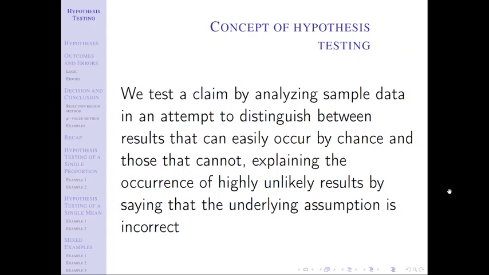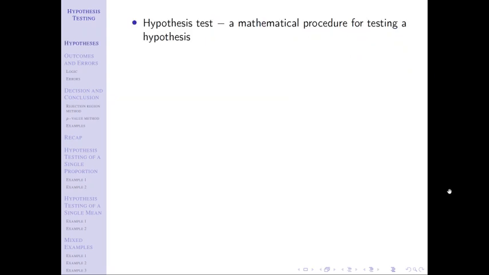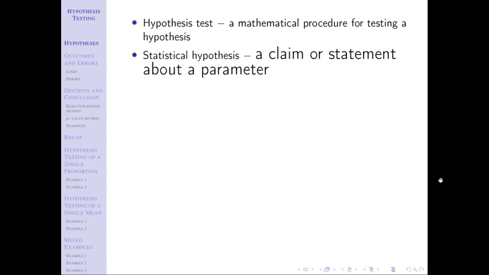So a couple key terms here. Hypothesis test, we've already kind of defined it. It's a procedure for testing a hypothesis, right? We're going to say, I have a hypothesis. Now we're going to use the sample data, that's the mathematical part of it, in order to determine were my results likely or not. A statistical hypothesis specifically is a claim or a statement about a parameter, and the key word in that statement is parameter.